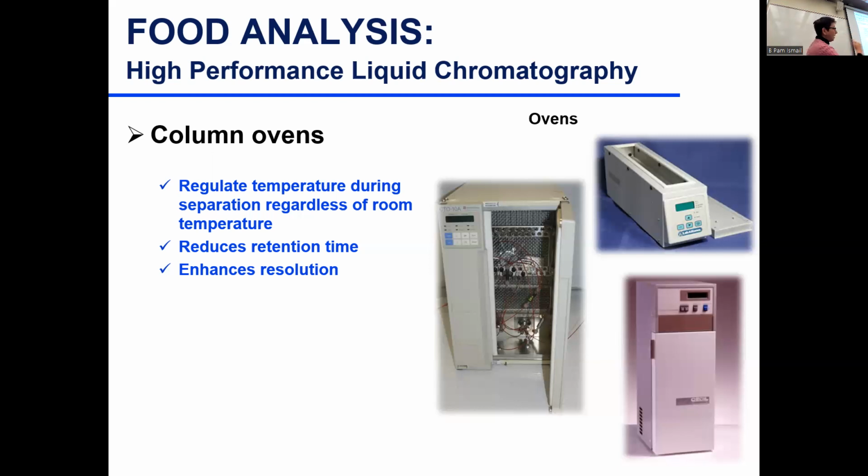So let's say you're running your standards and the temperature in the room was 27. And then you ran your samples and the temperature in the room is 20. It just got colder. What happens? Your retention time of the samples will be longer than the retention time of the standards, and that will mess you up. You won't be able to determine what is what.